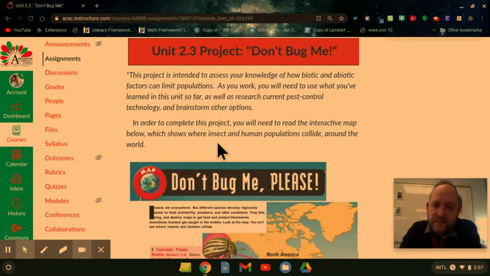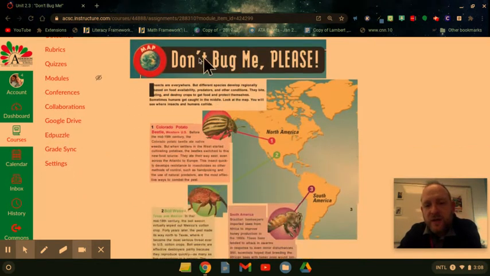In order to complete this project, you're going to need to read the interactive map below, which shows where insect and human populations collide around the world. So the next thing you're going to do is read through this lovely map. You're going to check out and read about these different types of insect pests.